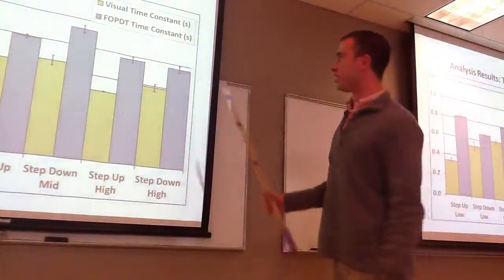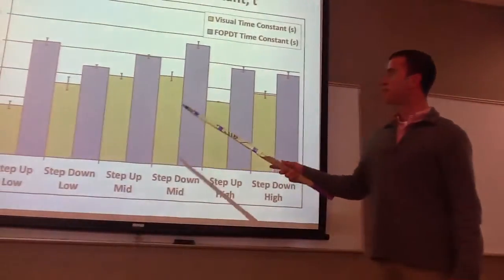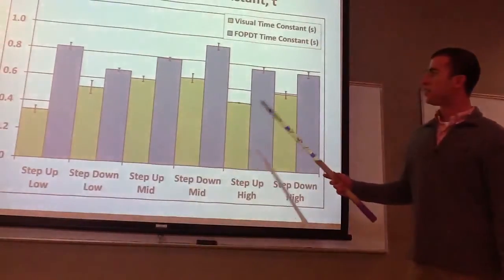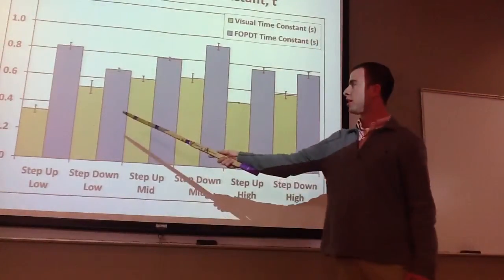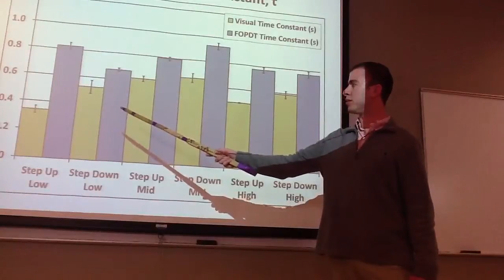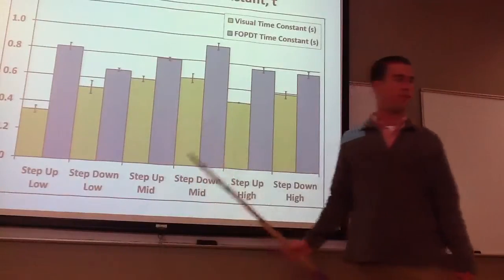And here's the time constant parameters for each of the ranges. The green is also the experimental, and the blue is the FOPDT model.